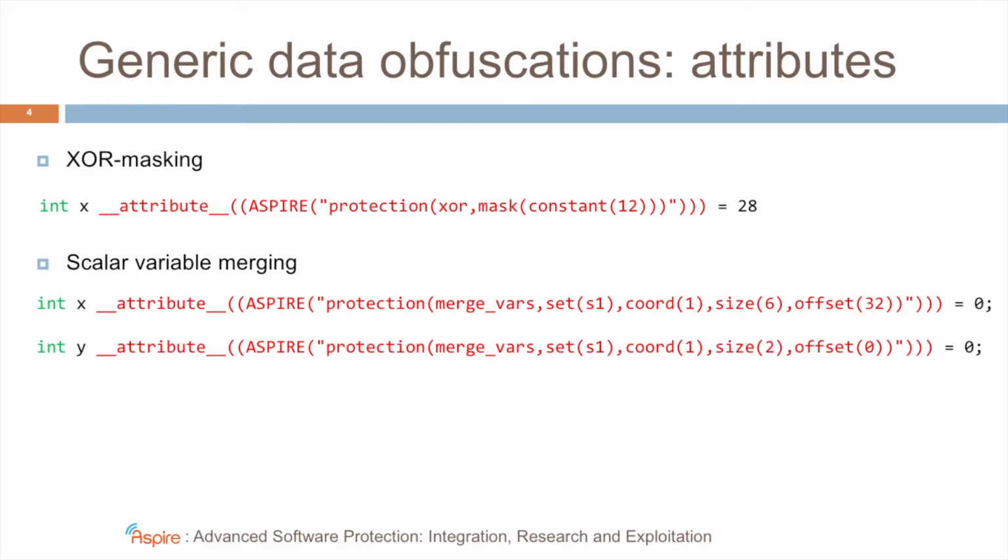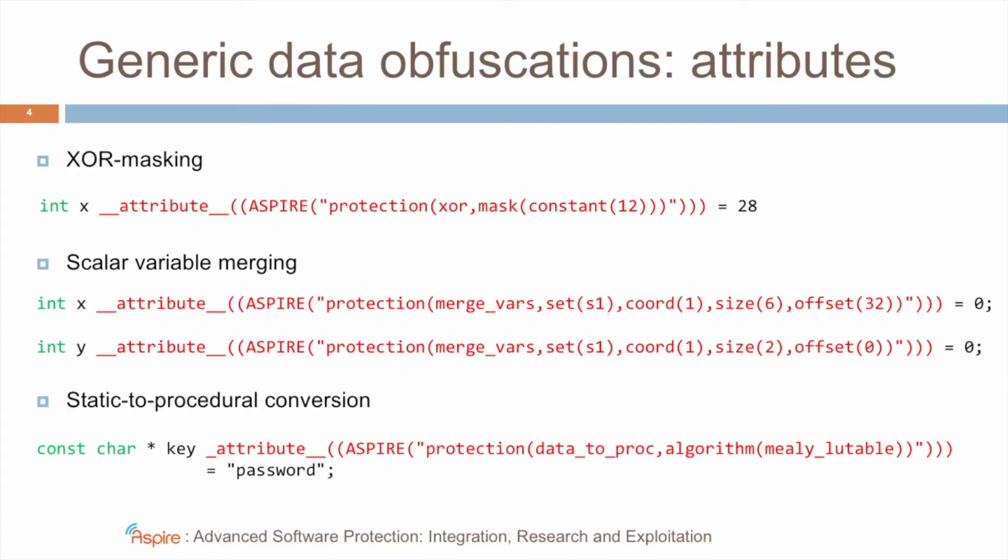A third protection is static to procedural conversion. For example, suppose you have this sensitive string here that you want to remove from the program. Well, with this attribute you can specify that the data should be converted to procedure, and more specifically that you want a Mealy automaton, and then the protection tool will replace every occurrence of the static string by a function call to the automaton to generate the string on the fly.